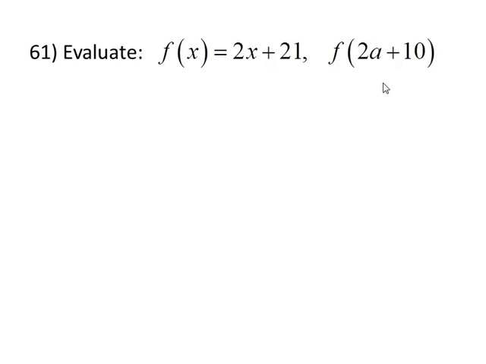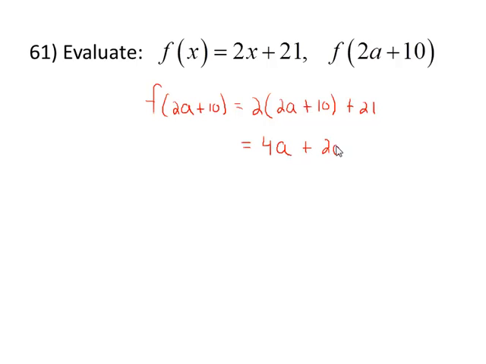We're going to look to find f of 2a plus 10. So when we evaluate a function, the value or expression inside the parentheses gets substituted for the variable in the problem. And then we either use order of operations or we simplify the algebraic expression. Here we'll distribute 2. 2 times 2a is 4a. 2 times 10 is 20. Plus the remaining 21. We'll combine like terms and we get 4a plus 41.